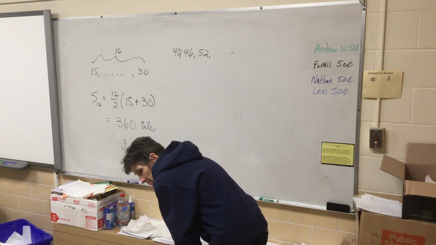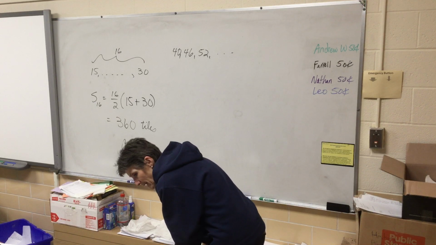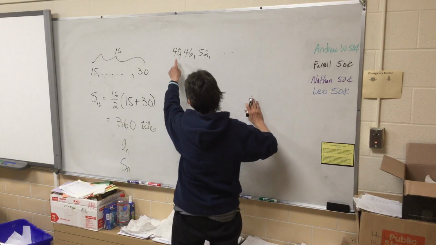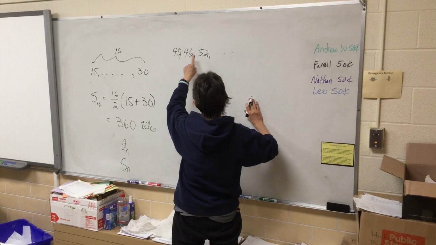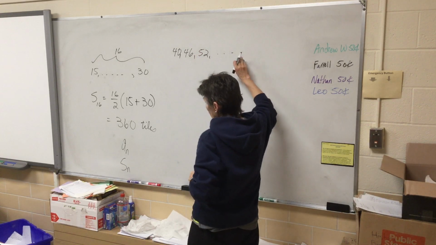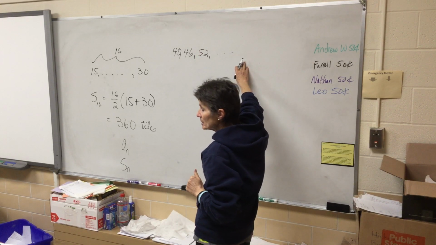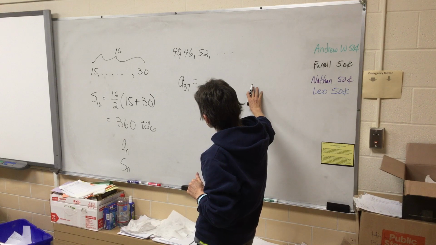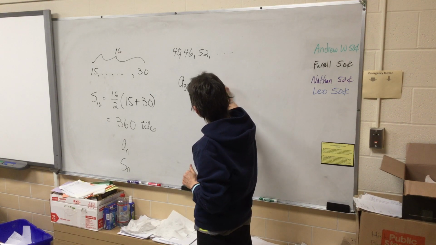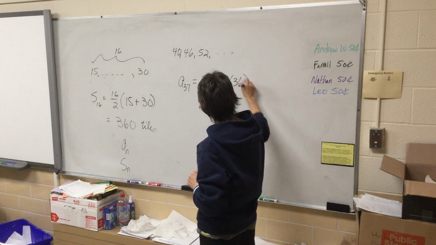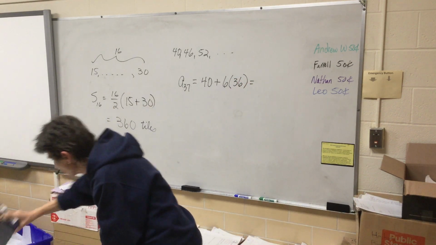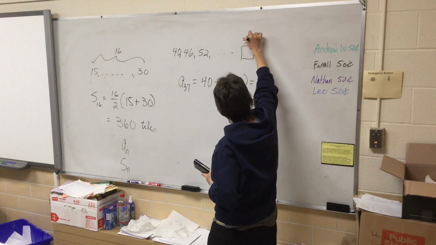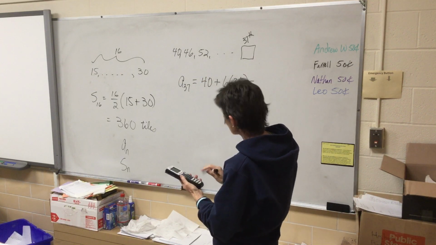Sum. Not in question A. How much will he set aside on the 37th day? This is the first day, this is the second day, this is the third day. I want to know how much on the 37th day. So that'll be A sub 37. First term plus common difference times 36. That's how much money he's going to put in the bank, in his piggy bank, on the 37th day. It's just a number in that list.